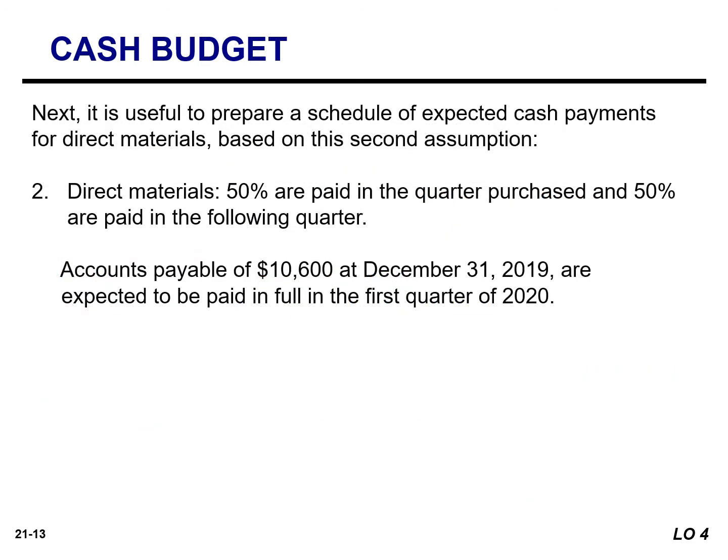The next step is we need to prepare a schedule of expected cash payments for direct materials. It is based on the following assumptions. 50% is paid in the quarter purchased and 50% is paid in the following quarter. The accounts payable of $10,600 at the end of December will be paid in the first quarter of 2020.